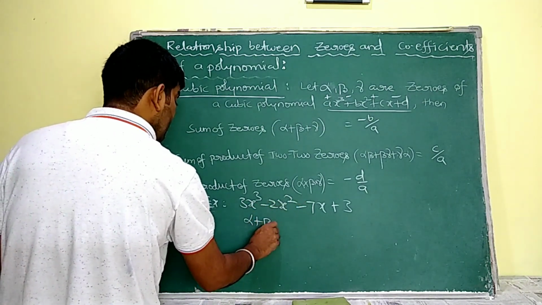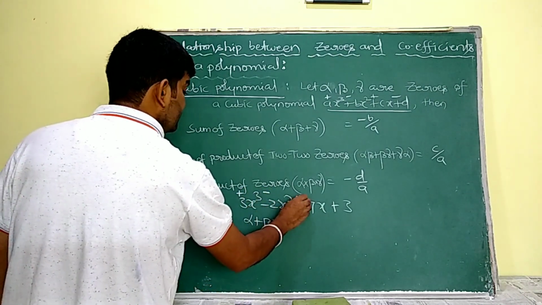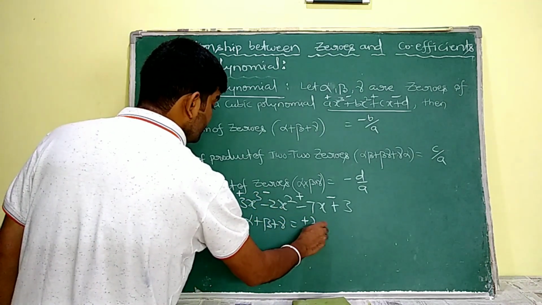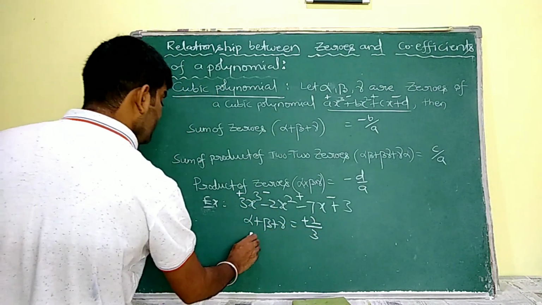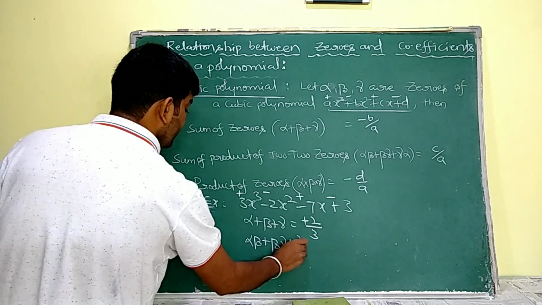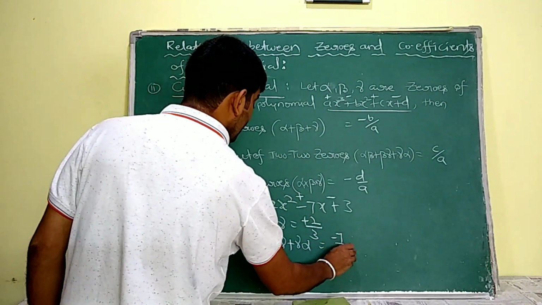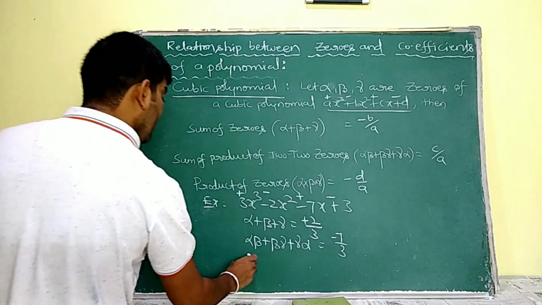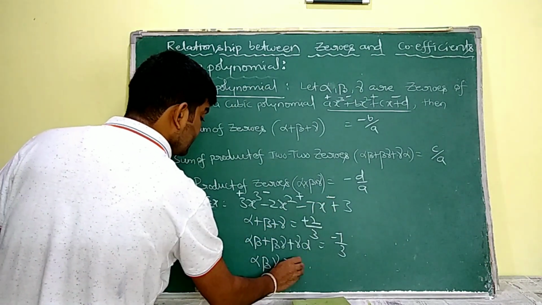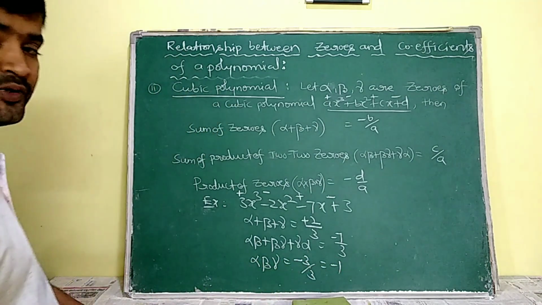Then the sum of zeros, alpha plus beta plus gamma, is equal to, you just have to keep the plus and minus signs, minus of minus 2 by 3, that is plus 2 by 3. The sum of product of two zeros is plus of minus 7 by 3. And the product of zeros, alpha beta gamma, is equal to minus of plus 3 by 3, that is equal to minus 1. I hope you understand, everyone.